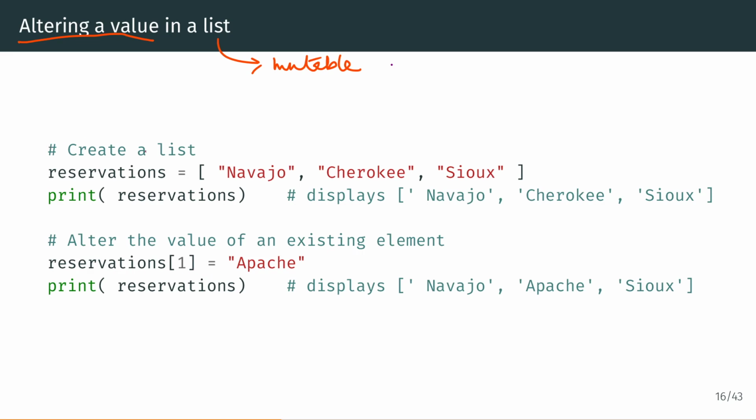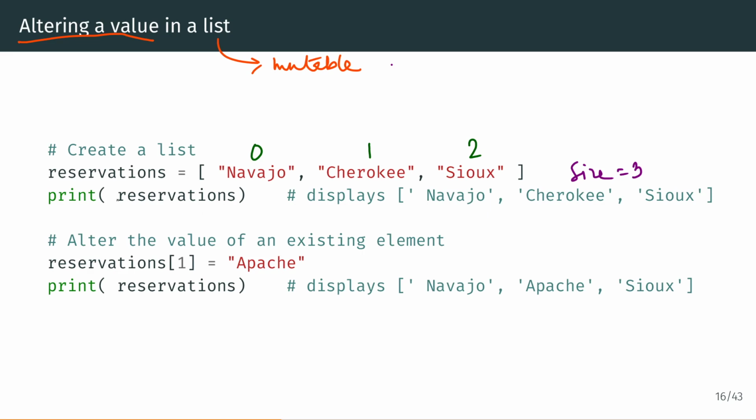So in this example, we have a list. The name of the list is reservations, right? The size of the list is 3, and the indices are 0, 1, and 2, okay? So the first element at index 0 is Navajo, the second element at index 1 is Cherokee, and the third element at index 2 is Sioux.